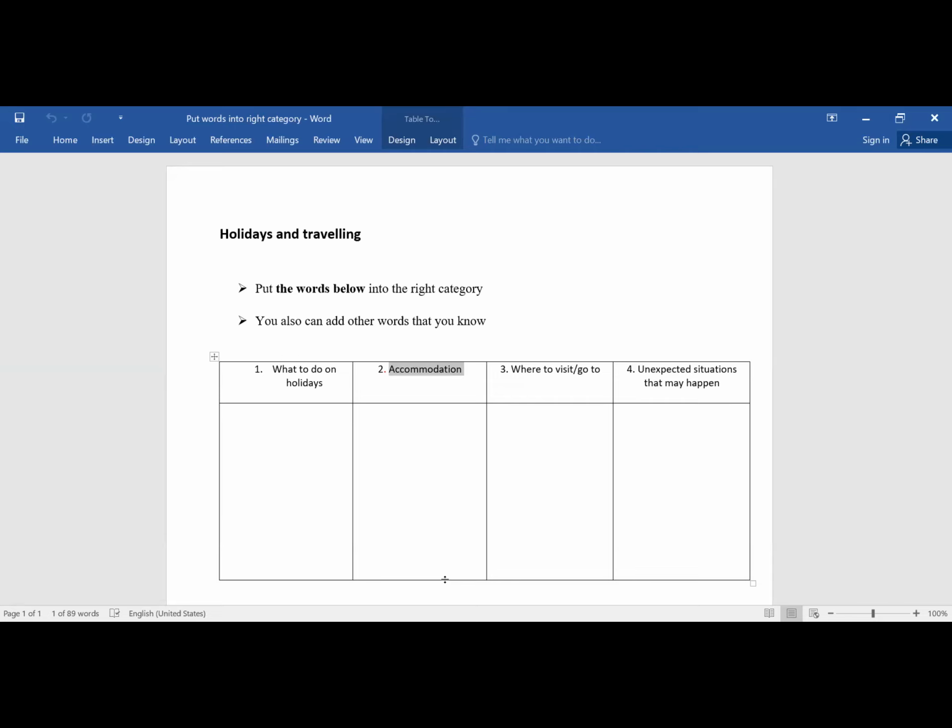For example, when you go on holiday, you may want to stay in a villa, but when you study abroad, not many people choose to rent a villa to live in, right? So the types of accommodation can be a little bit different. Where to visit, yes. And next, some unexpected situations that may happen when you go on a trip. For example, you may miss your flight. Ooh, you don't want that to happen, but you know, in real life, sometimes it happens.